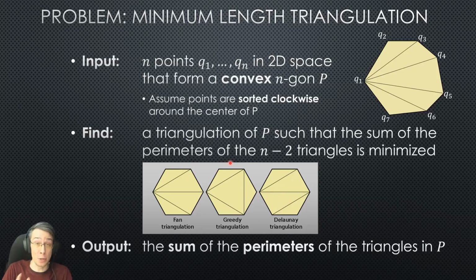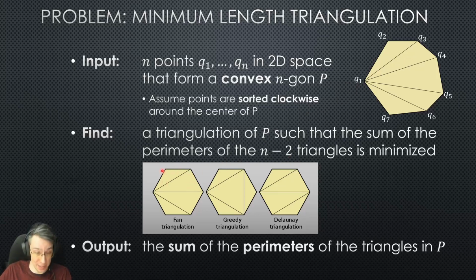This is an optimization problem. You want to find the particular triangulation that minimizes the sum of perimeters of the n minus 2 triangles, because there are n points. And it turns out that any way of triangulating n points will produce n minus 2 triangles.